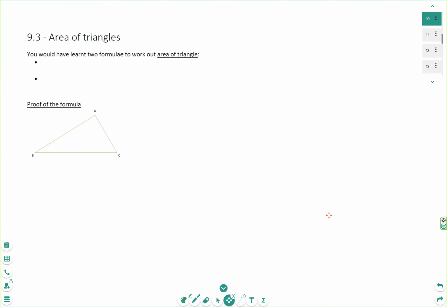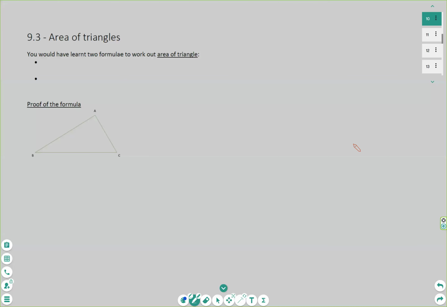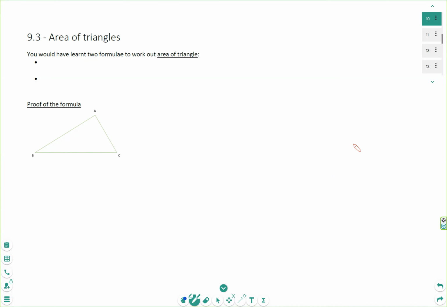Welcome to chapter 9.3, Pure 1, which is about area of triangles. Before we begin, you should have learned two formulas to work out the area of a triangle. You should remember them. I'll let you write them down.